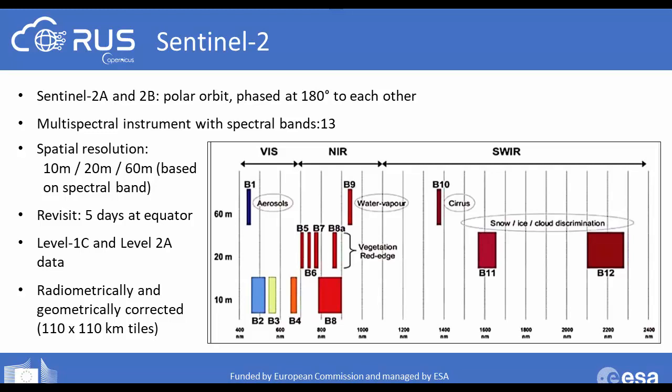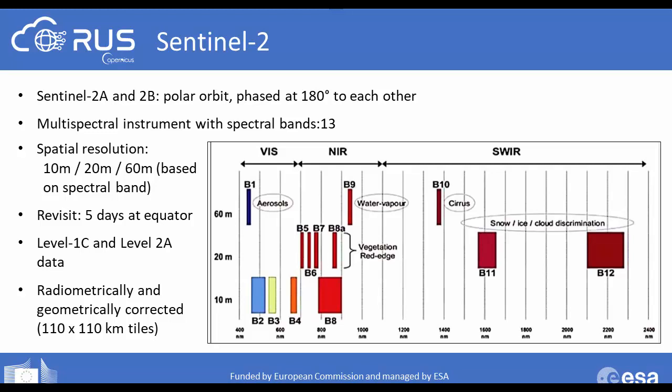And they both carry a multispectral sensor, acquiring data over all our land areas in 13 spectral bands. The spatial resolution differs by band, with the visible and near-infrared bands acquired at 10-meter resolution, and the red edge and shortwave infrared bands acquired at 20-meter resolution, and then the atmospheric absorption bands acquired at 60-meter resolution. So you can see this on the schema on the slide.